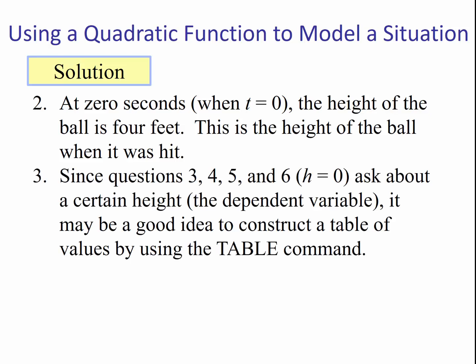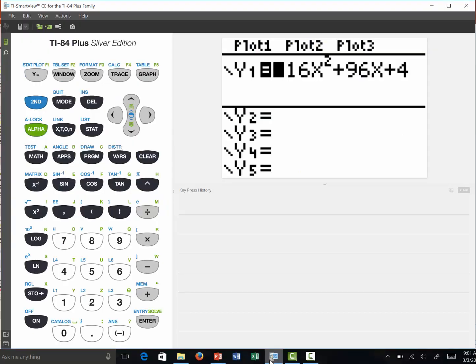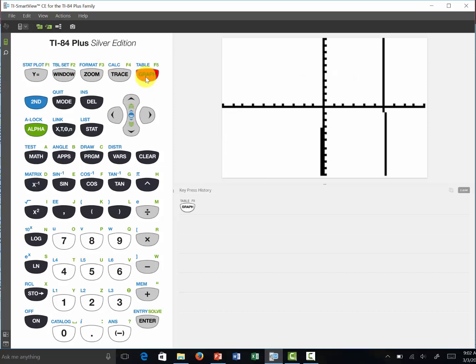Number 3. Since questions 3, 4, 5, and 6 are asking about a certain height, the dependent variable, it may be a good idea to construct a table of values by using the table command on the calculator. We have the function in y1. I'm going to hit graph and see what the graph looks like. This is hard to see, but it looks like we see part of the parabola here, and then we see where it's coming back down here. Let's look at our table.